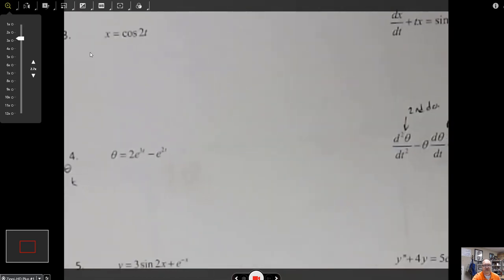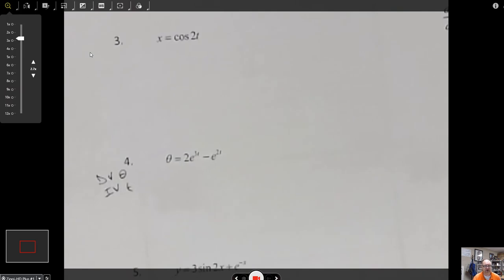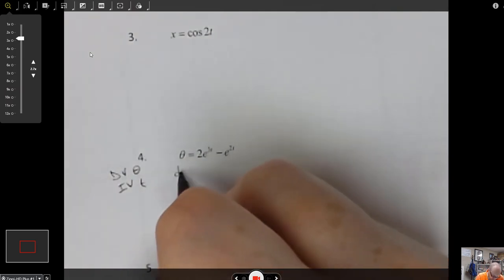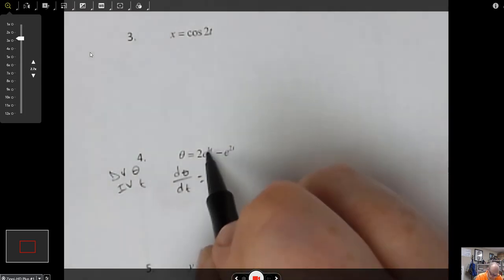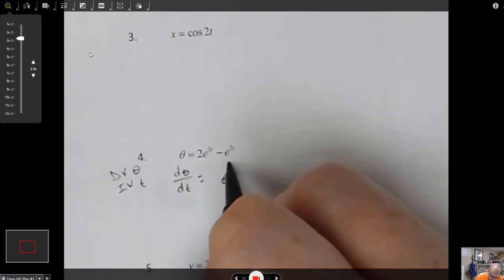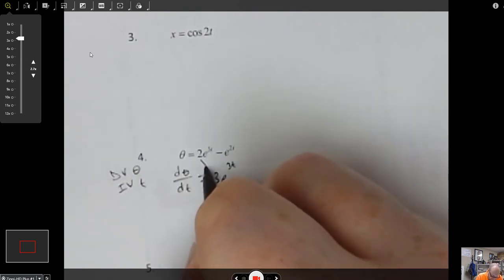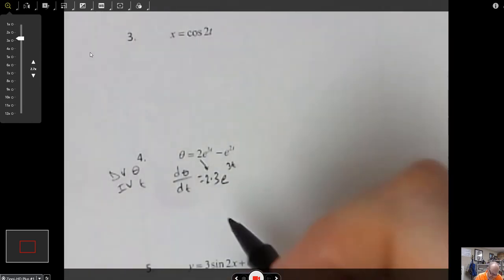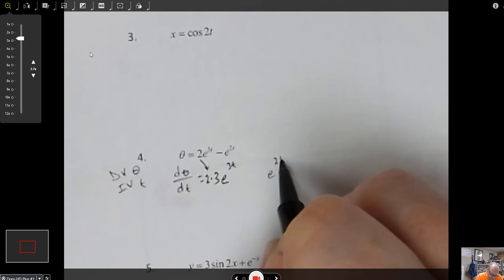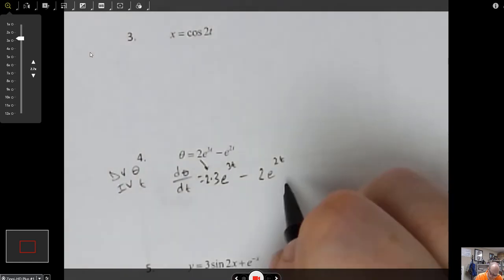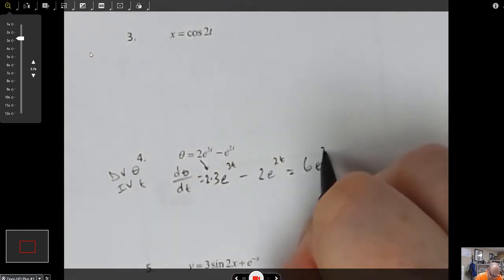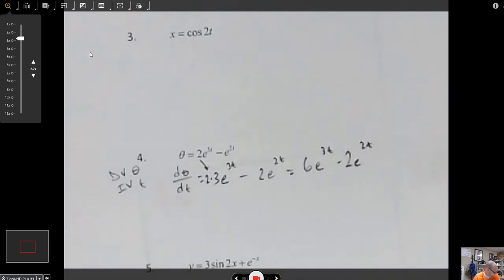All right, so on problem 4, if I differentiate theta, I'm going to use the notation that's in that problem, d theta dt. Remember, when I differentiate e to a power, we always get the e to the power piece back and then the derivative of the power. So I always get e to the 3t back times a 3 times a 2 that was already in that problem. And likewise here, I get e to the 2t back. The derivative of 2t is 2 times the negative that was in that problem. So it looks like my first derivative is 6e to the 3t minus 2e to the 2t.